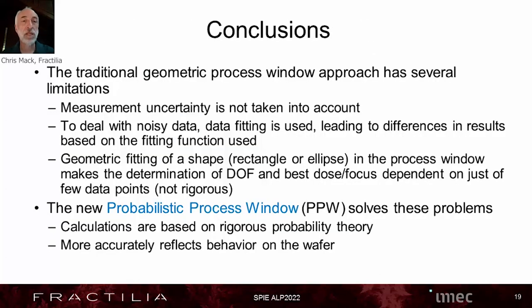So in conclusion, the traditional geometric process window approach has several limitations. Measurement uncertainty is not taken into account. We use these arbitrary fitting functions to deal with our noisy data, and differences in results based on what fitting function we use are inevitable. The geometric fitting of a shape into the process window makes the determination of depth of focus, best dose, best focus dependent upon how those shapes touch. And those shapes touch the contours at just a few points. And so we're not using the entire set of data effectively.